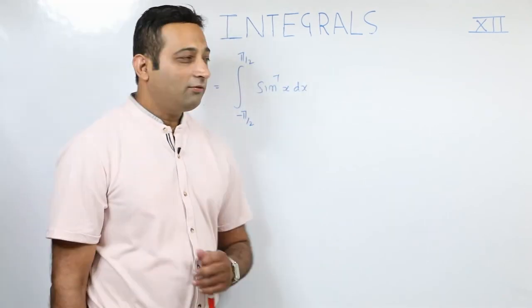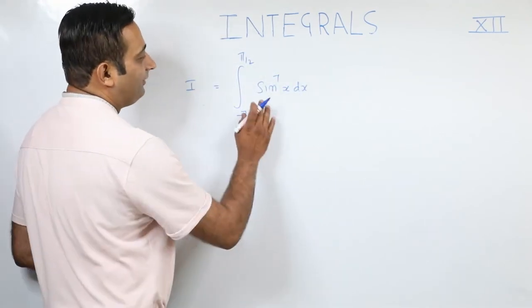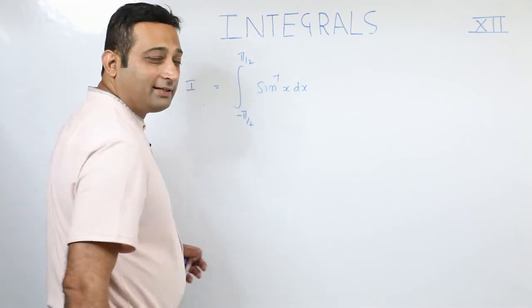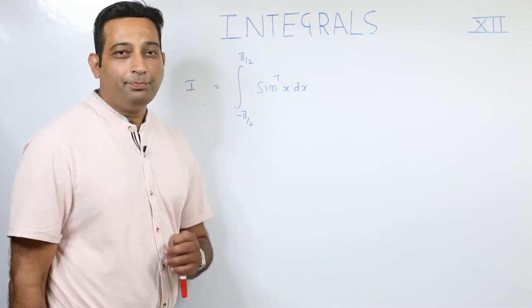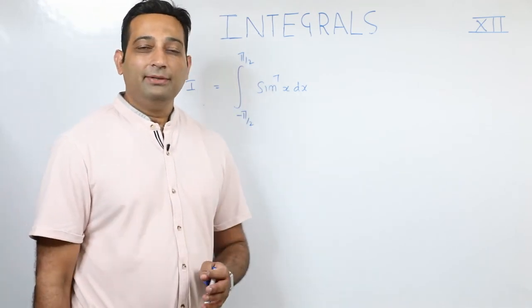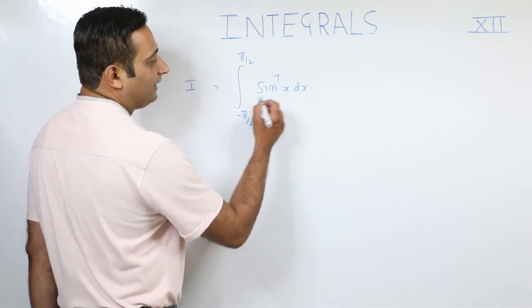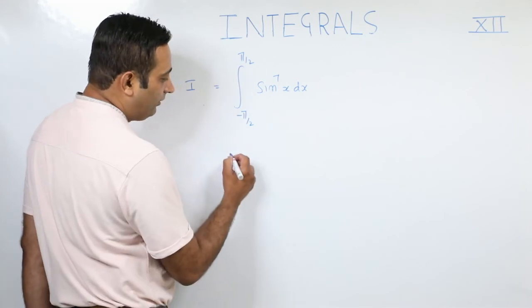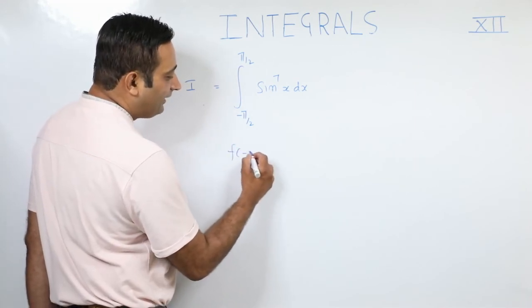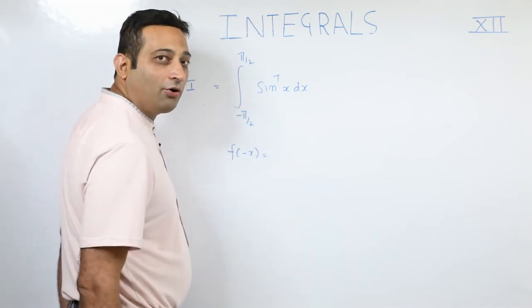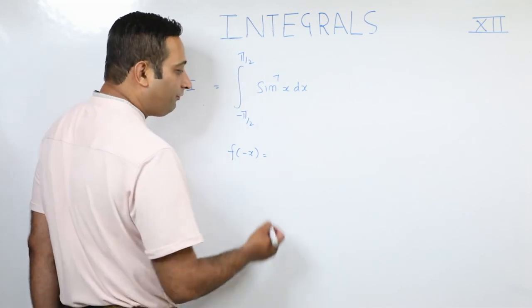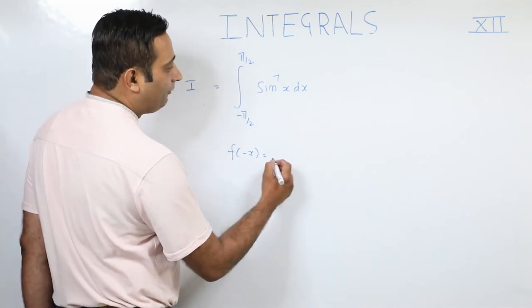Dear students, let us solve a very interesting problem. We have the integral of sine raised to the power 7x and the limits are from minus pi by 2 to pi by 2. We know that when the limits are from minus a to a, we have to check whether the function is an odd or even function. For that, we have to find whether f of minus x is equal to f of x or minus f of x. So, first of all, we will find f of minus x.